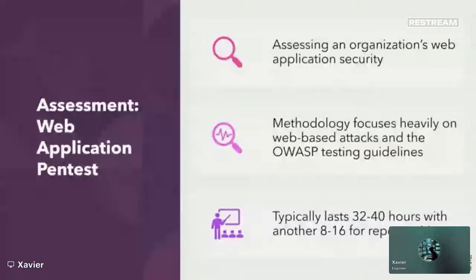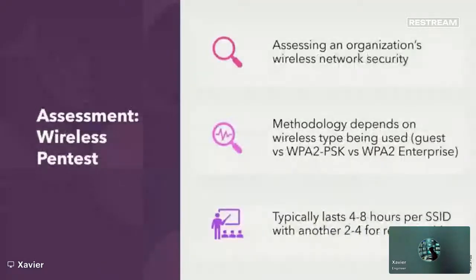Another form of pen test is a wireless pen test, or a wireless network pen test. And we're assessing an organization's wireless. So the methodology will vary depending on what type of wireless network is being used. For example, if they're using a guest network, we might log on to the guest network and test segmentation. Can a guest access internal resources? It really changes depending on what is being used.